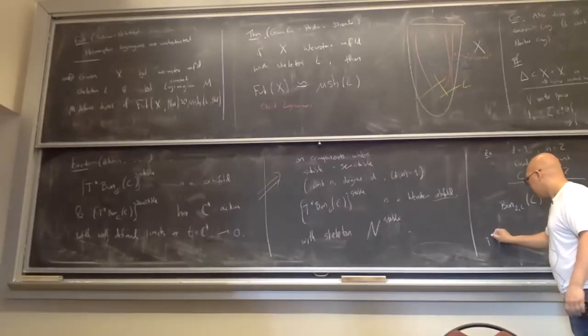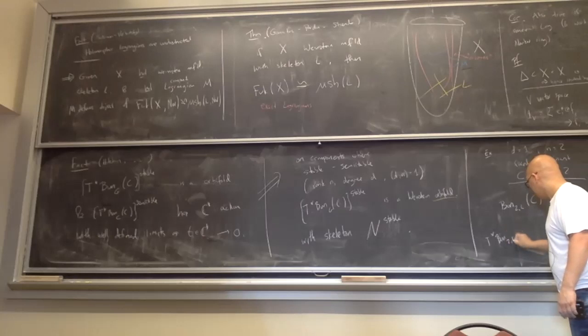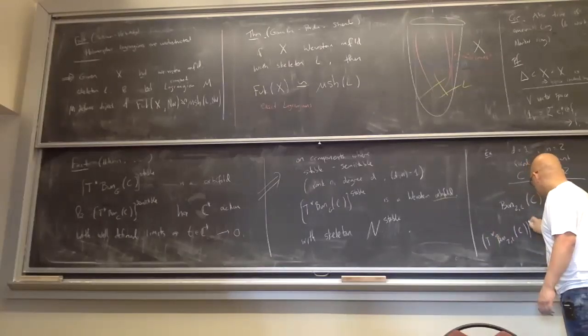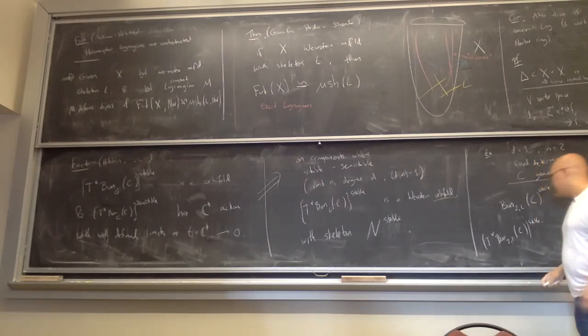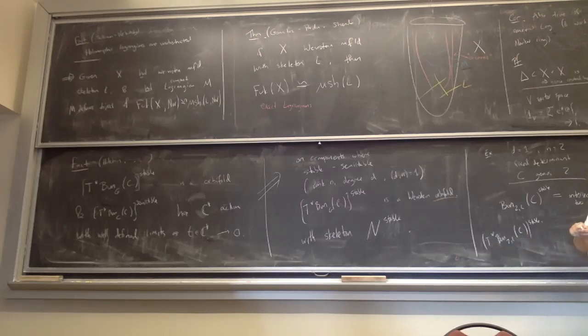And now if you look at T star Bun_2L C stable, because the stability condition for the Higgs bundle requires you to respect the Higgs field, it's possible for the underlying bundle to be not stable. So this always contains the cotangent of this stable Bun, but it has more. And what more it has in this case, I'll just describe for you the skeleton.